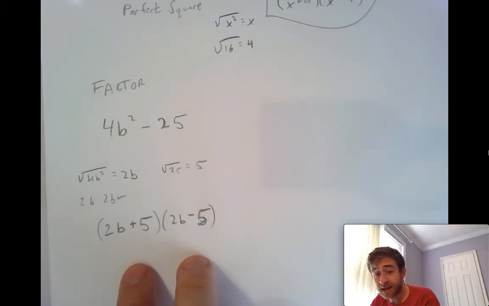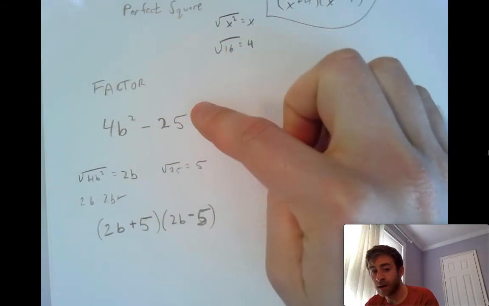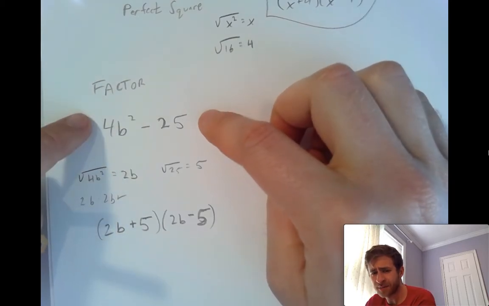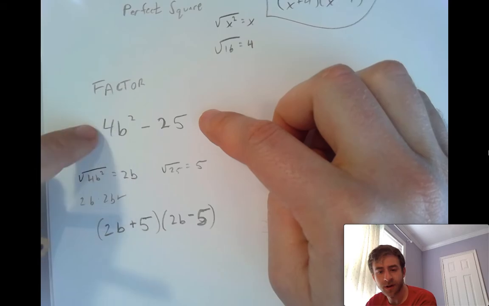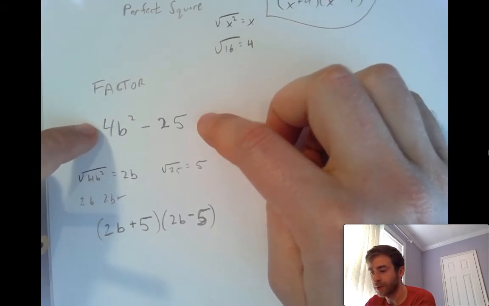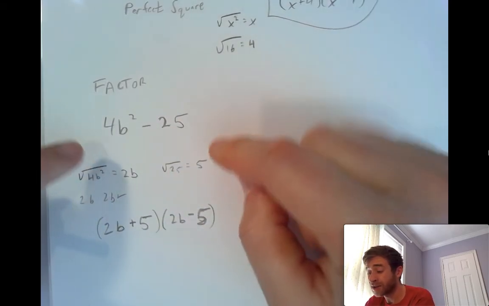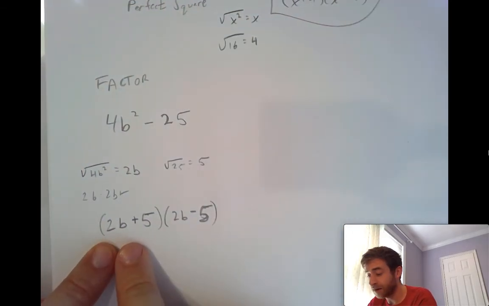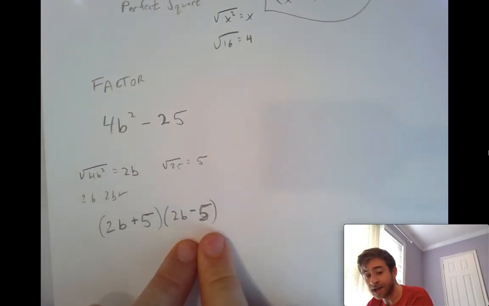So this is the factored form of this. And again, the way we did it is we said, all right, is this a difference of perfect squares? Yeah, the first term's a perfect square. Yeah, the second term's a perfect square. Yeah, I'm subtracting them. So then I just get the square root of each, and then I add them in one set of parentheses, subtract them in the other.